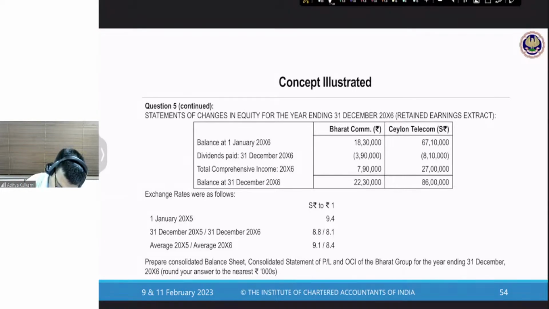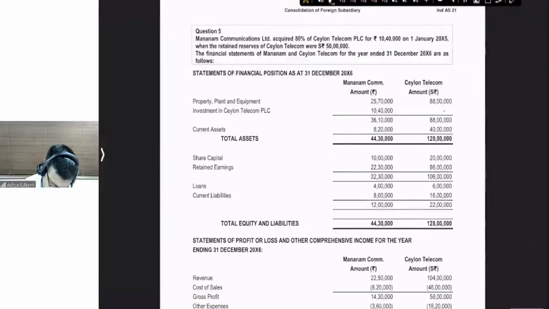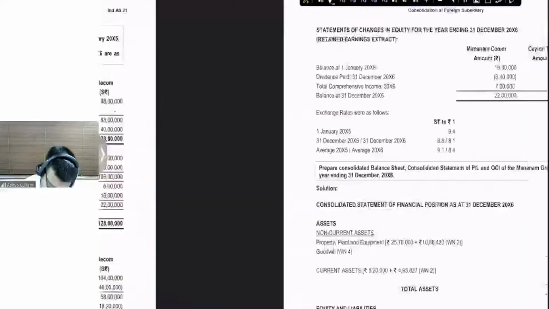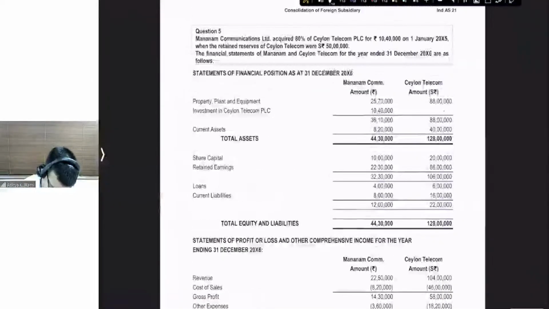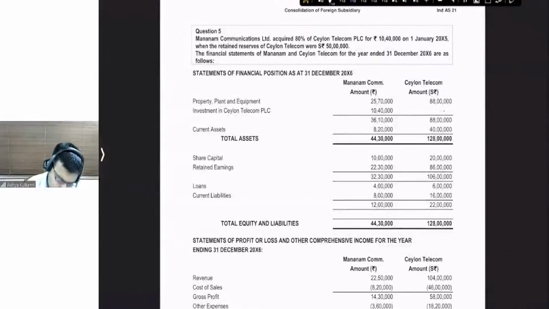So we will ignore the P&L and OCI of the Bharat Group for the year ending 31st December 20X6. It won't take much time. I have the solution drafted for our understanding. So this is the problem that is there for you. This is the question. It's Bharat, not Mananam.